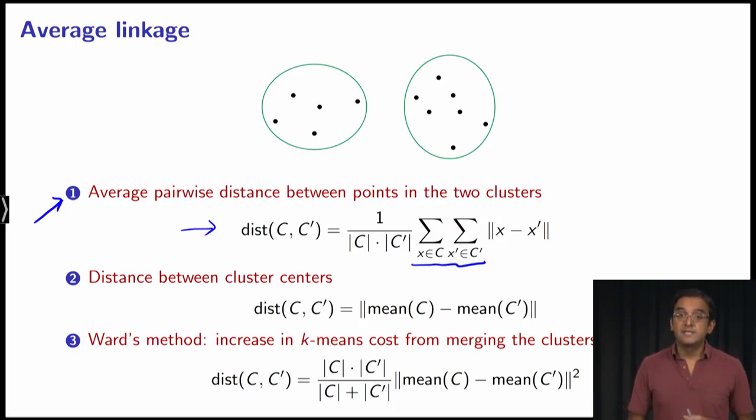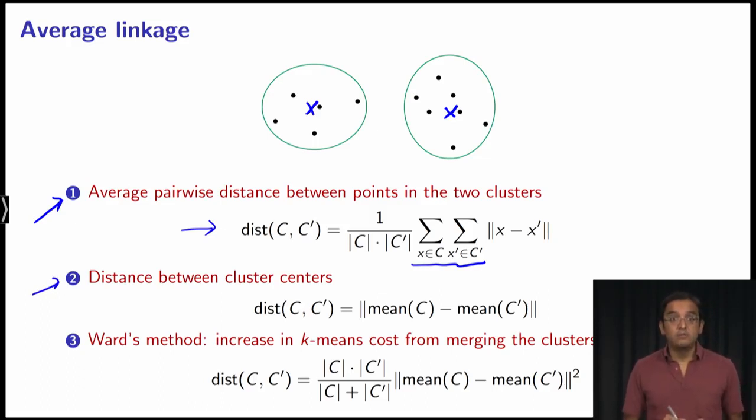A potentially simpler way to define the distance between two clusters is to say, let's just look at their centers, let's look at their means, and let's just look at the distance between the means. So you look at the cluster on the left, you say that's the mean. Look at the cluster on the right, you say that's the mean. Let's just measure the distance between the means. That's it. That's going to be our notion of distance. That's also fairly popular.